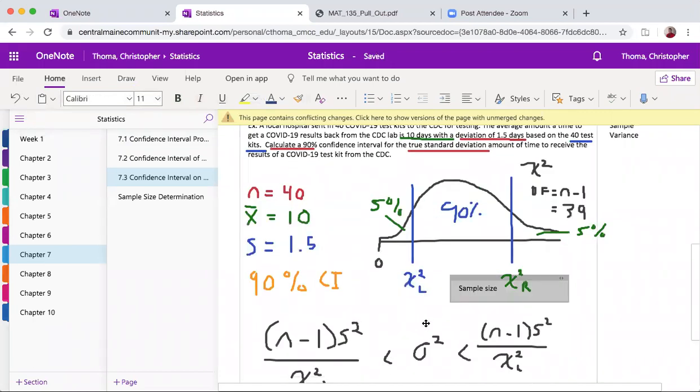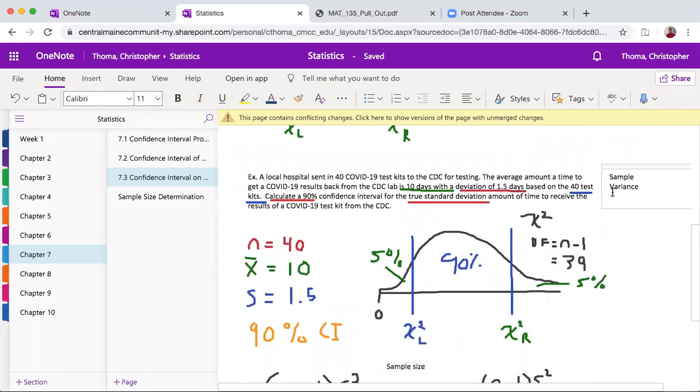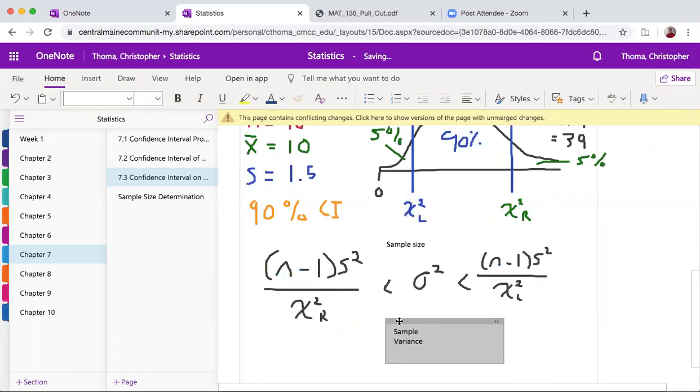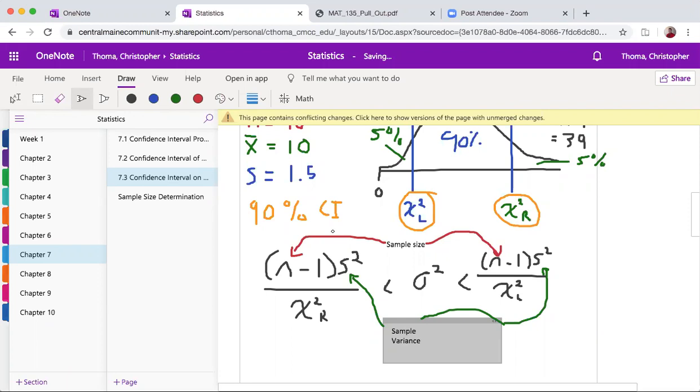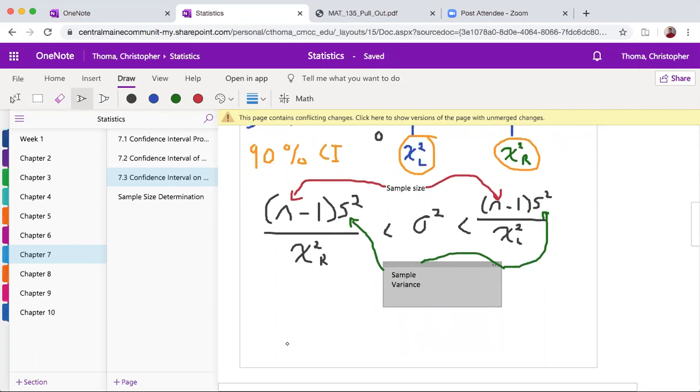So what are all these things here? So we bring my little word boxes down, and then I'll bring it back up so you can see it. So what do we have here? Well, remember, n is our sample size. S squared is our sample variance. And chi-squared to the right and chi-squared to the left are our critical values from the table. So we know our symbols here. Now we got to go to the table and find our critical values.